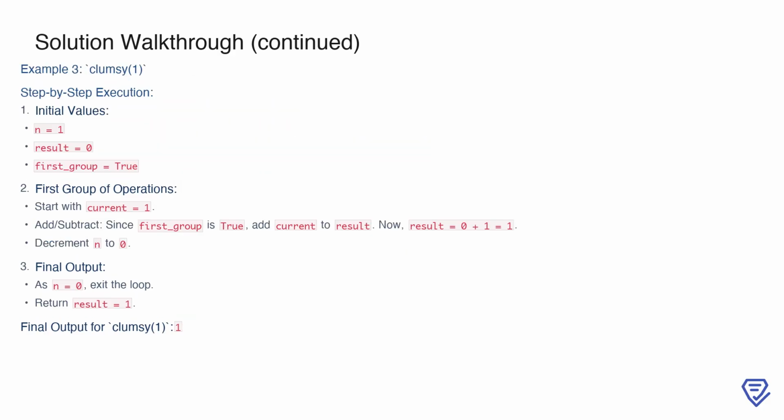Finally, let's consider a simpler case with clumsy 1. We initialize the variables. N is set to 1, result is 0, and first_group is true. Since n is already 1, we begin with current equal to 1. As this is the first group, we add current to result, updating it to 1. We then decrement n to 0. With no remaining values of n, we exit the loop and return the result. The final output for clumsy 1 is 1.